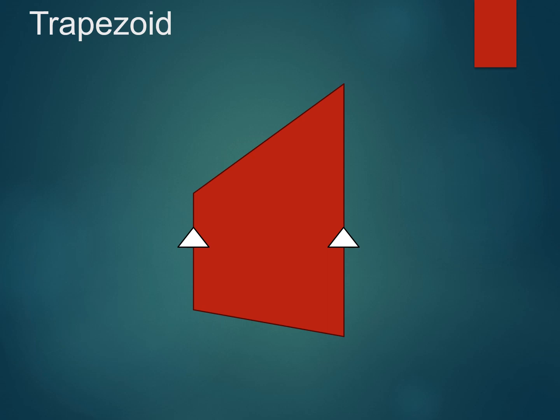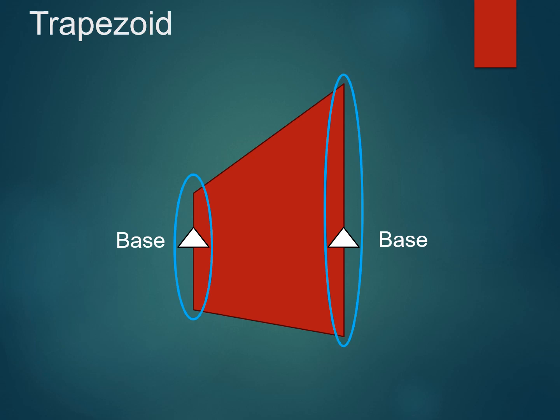Bases are not always horizontal. They could be vertical, or slanting as well. It goes with the sides that are parallel. So for this figure here, these are the bases and these are the legs.